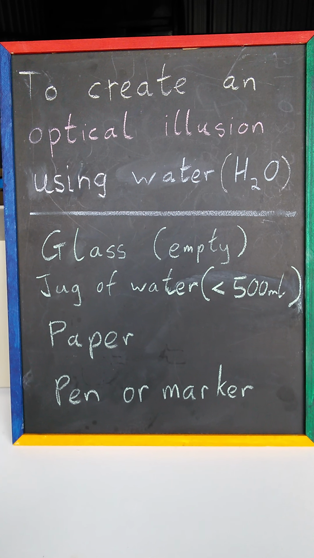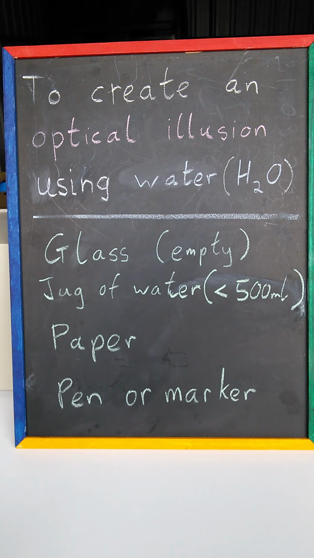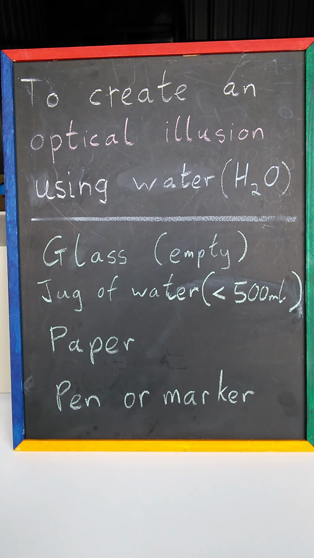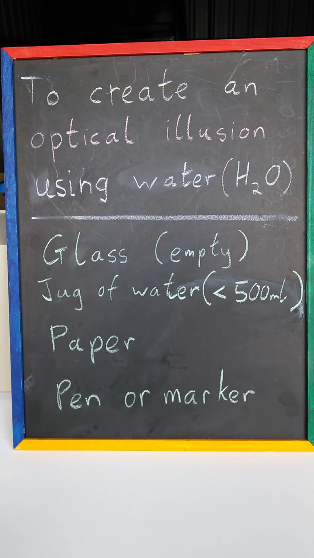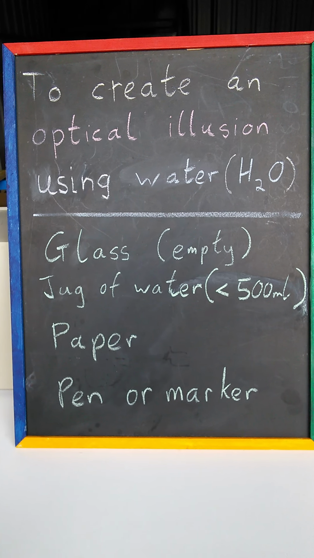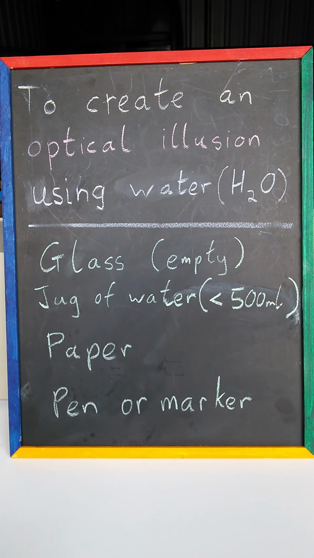So, boys, today I'm just going to do a quick one with you. It's a little science activity, a little experiment. And it's very simple. You can do it yourselves in your kitchen or wherever at home. You don't need a huge amount of resources for it. And the learning objective is to create an optical illusion using water.